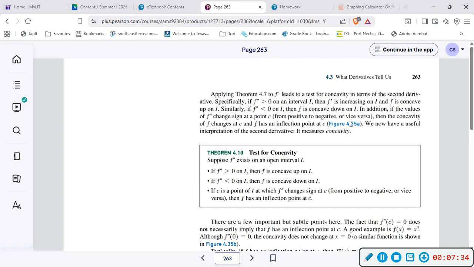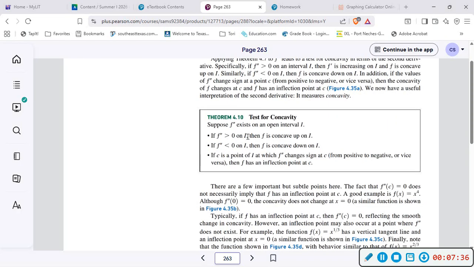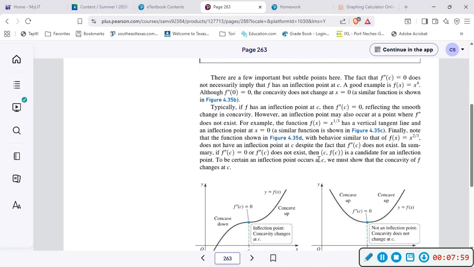Here's how we test for concavity. We're going to look at the second derivative. So if the second derivative is greater than 0, it is concave up. If the second derivative is less than 0, it's concave down. If c is a point of the interval where the second derivative changes sign at c from positive to negative or vice versa, f has an inflection point at c. All right, so just saying the same thing.